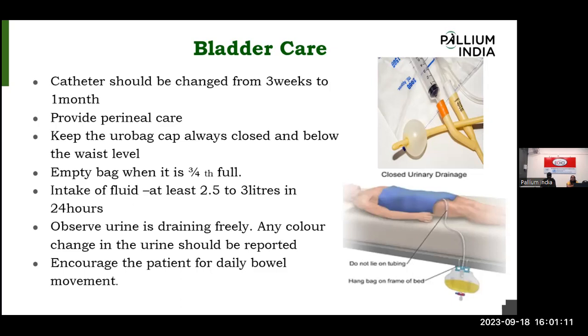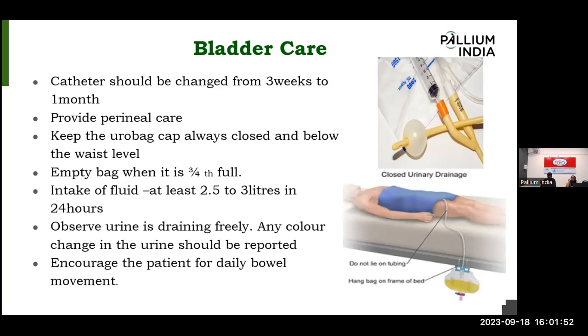And the second thing is to provide perineal care. Perineal care is also important, especially for male patients. They have to clean the foreskin also. They have to remove the foreskin and clean under it. Otherwise, there is a chance of dirt accumulating in that part and causing a urinary tract infection, and that part can also get infected and ulcers can form. So the second thing is to provide proper perineal care with soap and water.